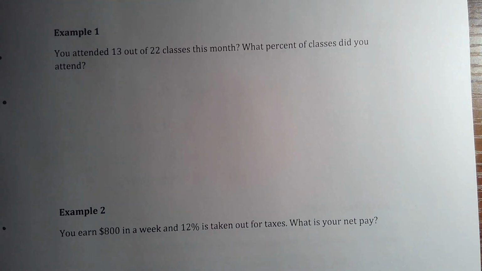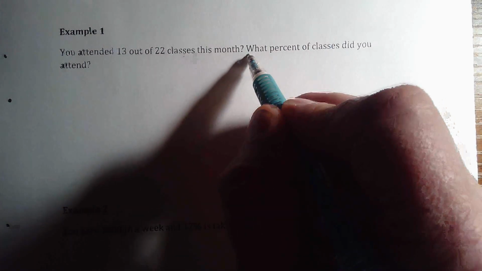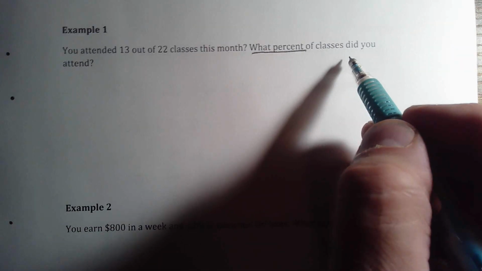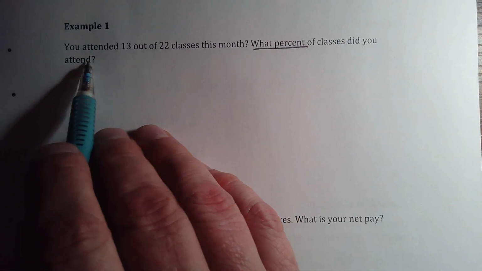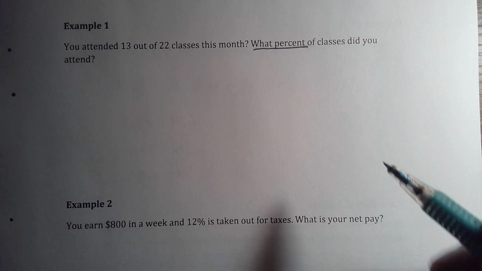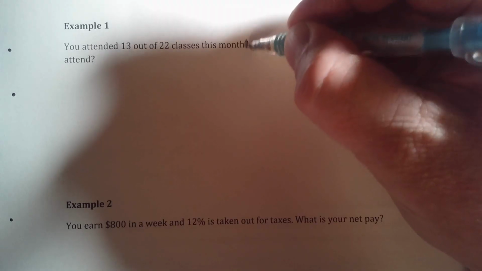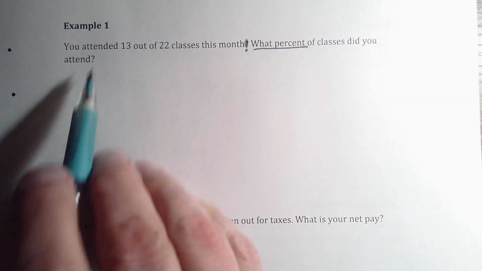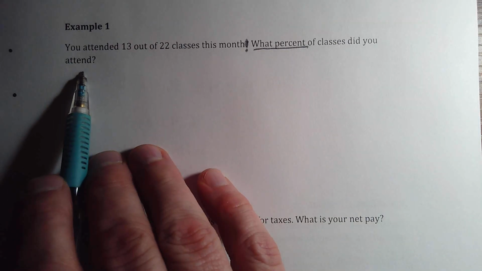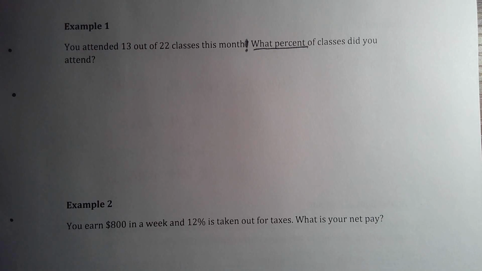Example 1 is a situation where they want us to find the percent. What percent of classes did you attend? It says you attended 13 out of 22 classes this month. I don't know why there's a question mark there. That should just be a period. This is where the question mark should be. What percent of classes did you attend? So we are looking for the percent, which means we should know the part and the whole or total.